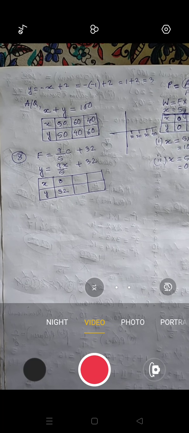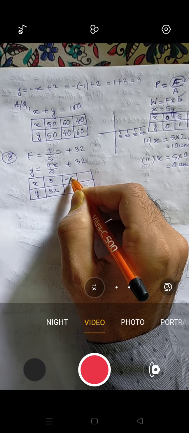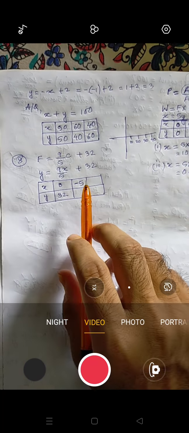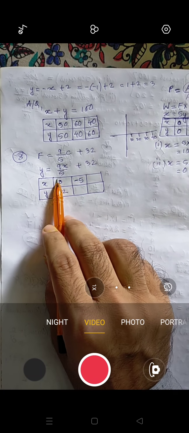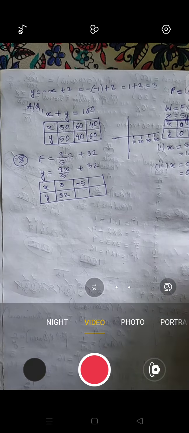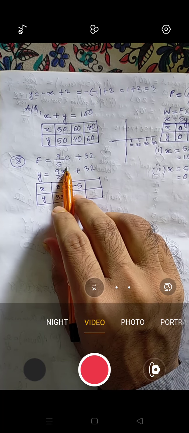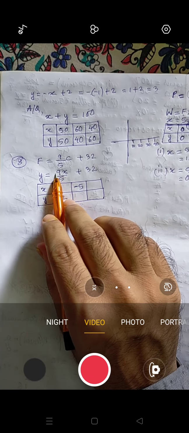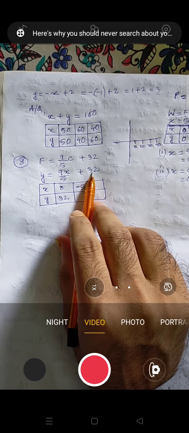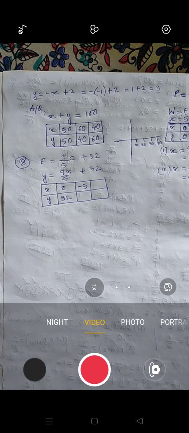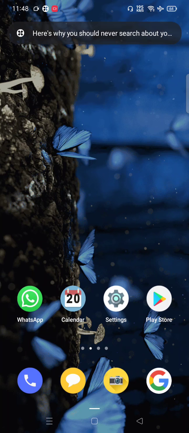Now what I will do, I will take x as minus 5. If I take x as minus 5, then 5 and minus 5 can be cancelled. You have to do it in your brain. You will be writing here into minus 5. So 5 and 5 will be cancelled. You are having minus 9. So minus 9 plus 32. So subtract 9 from this 32. What will you be getting? 23. Okay? You will be getting 23. Correct or not?